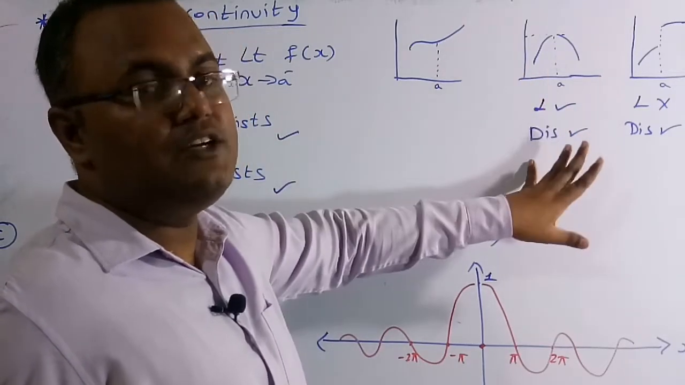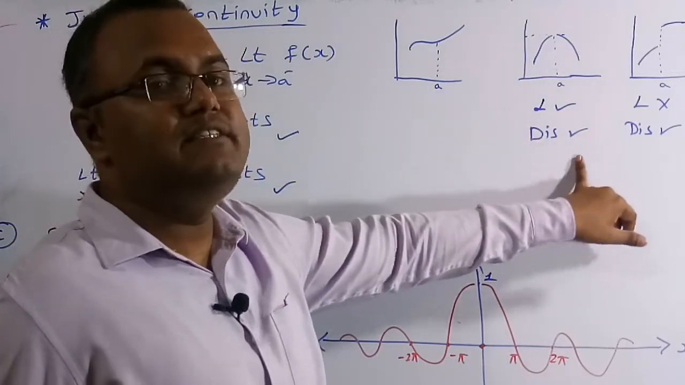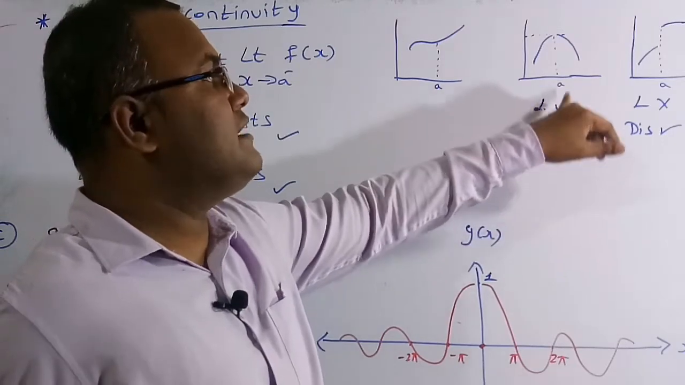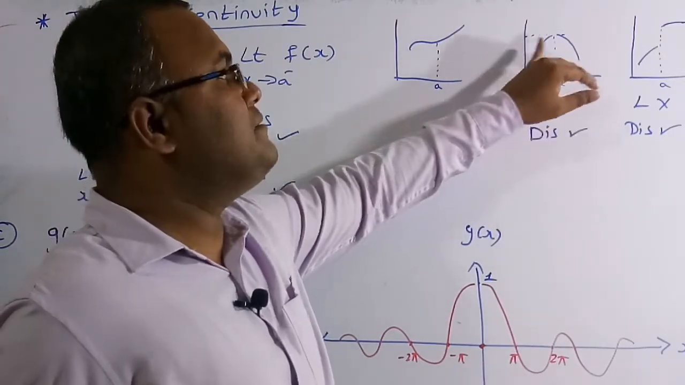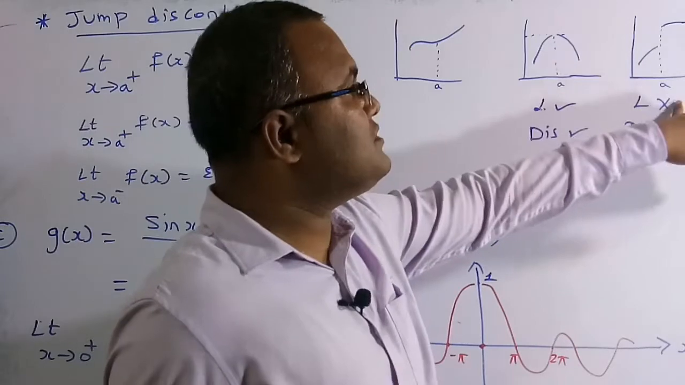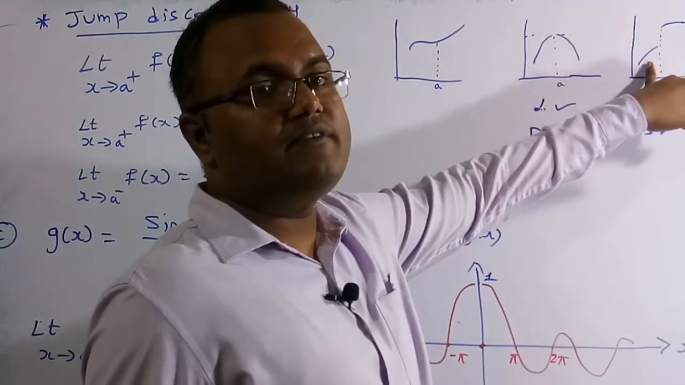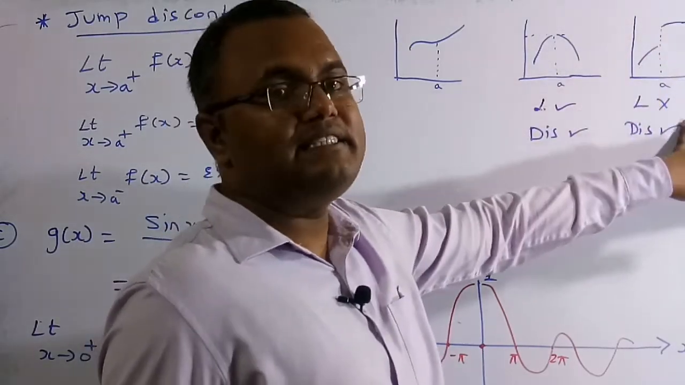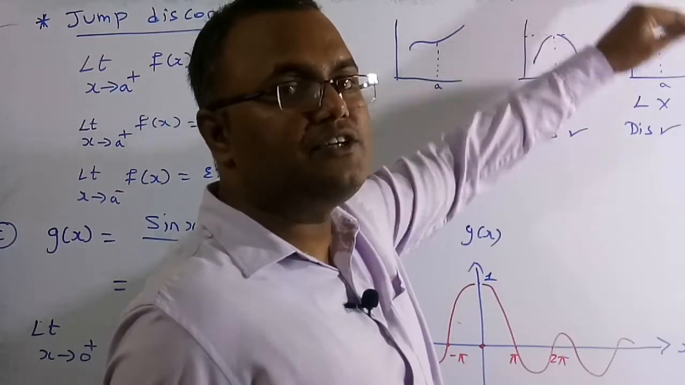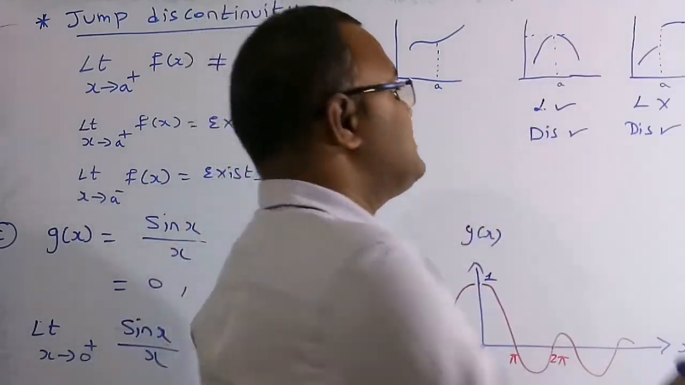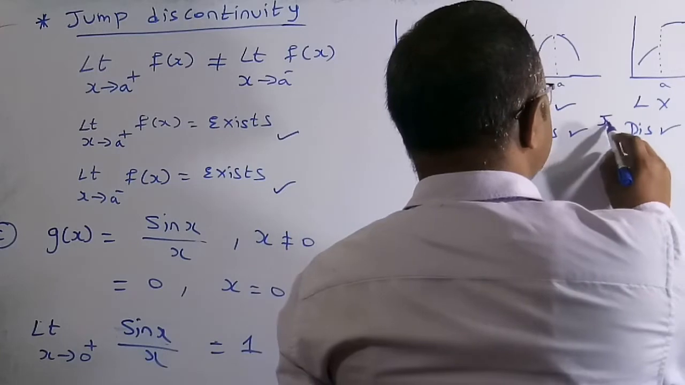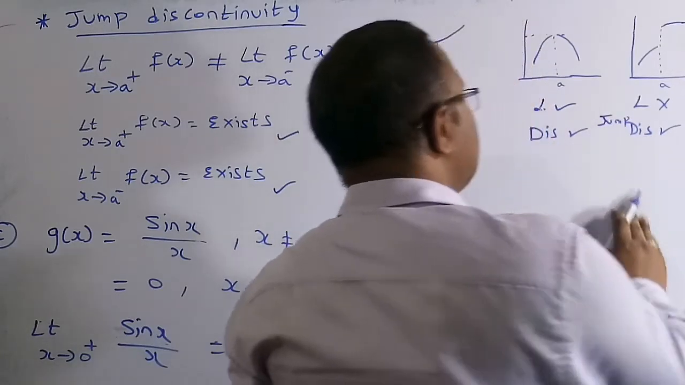The limit is defined. So we can say this function is a discontinuous function and the limit is defined at x equal to a because the right hand limit is equal to the left hand limit. But for the other function, the right hand limit is not equal to the left hand limit, which means the limit does not exist and there is also a jump in the function. So this is called a jump discontinuity, and it is also a discontinuous function.